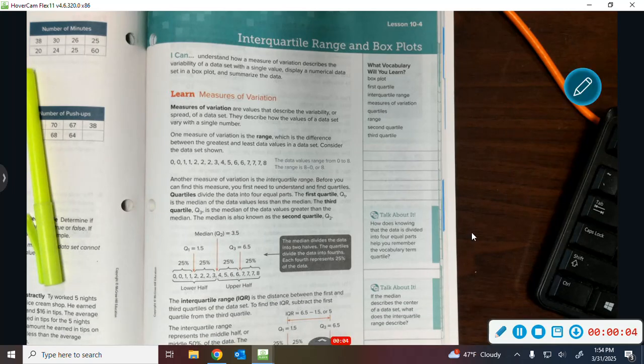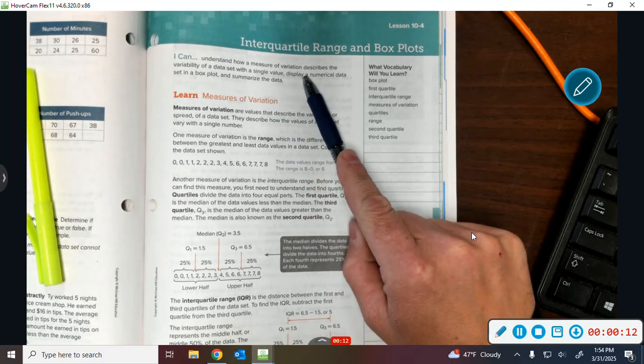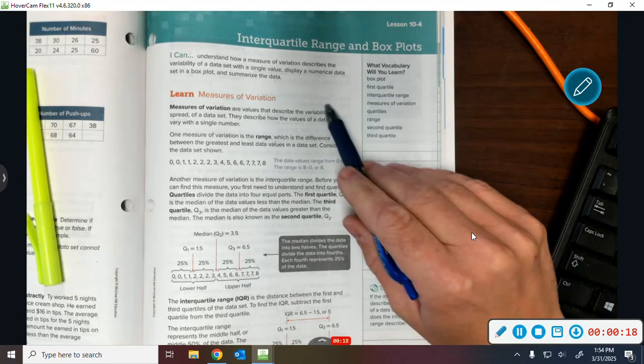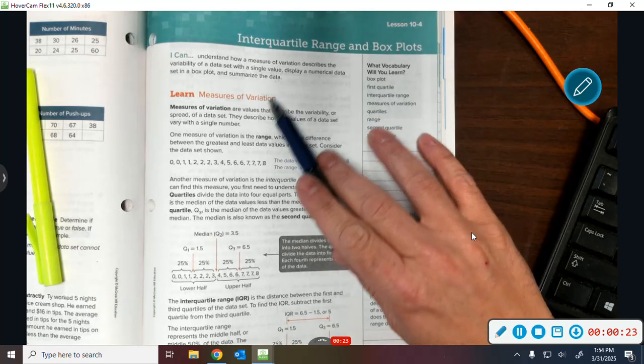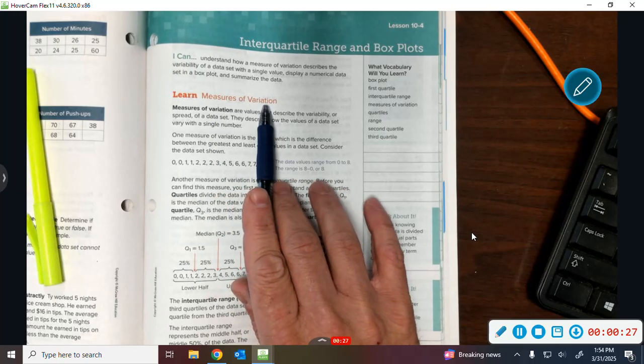Let's talk about Lesson 10-4, Interquartile Range and Box Plots. Alright, the I Can statement says, I can understand how a measure of variation describes the variability of a data set with a single value, display a numerical data set in a box plot, and summarize the data. Alright, let's talk about measures of variation.